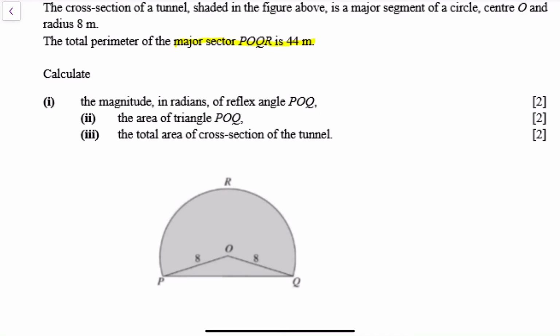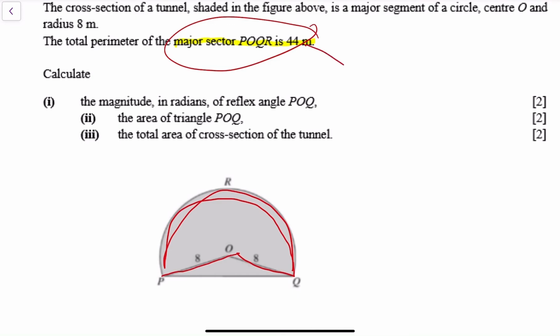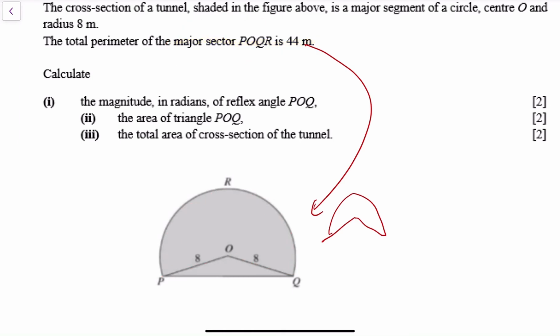So let me just draw it out for you to see. POQR, although they shade the whole thing, this part of the information is only about this sector here, without the triangle. So you must read the question very carefully. Major sector POQ, because the moment you see the word sector, it should always look like pizza. This is not a pizza. So they tell you the perimeter.